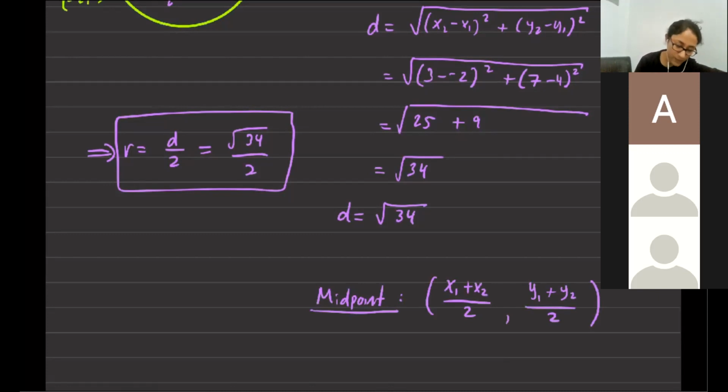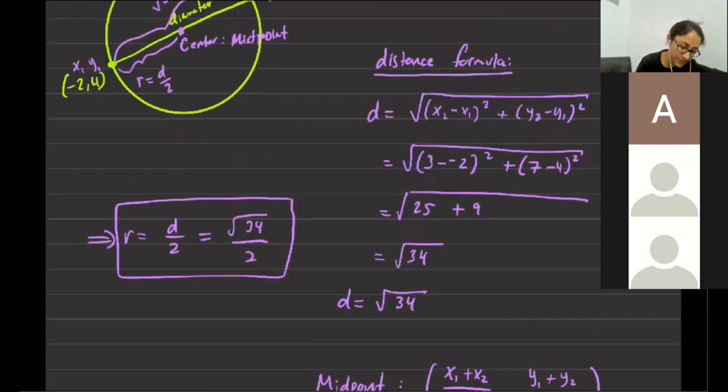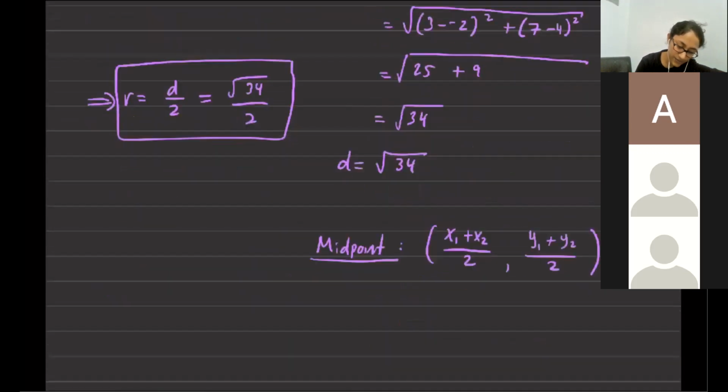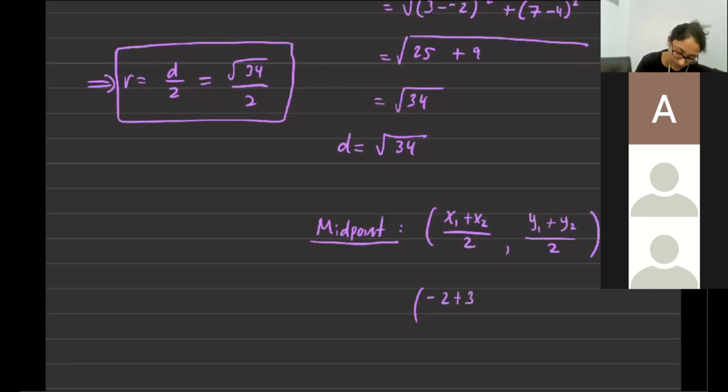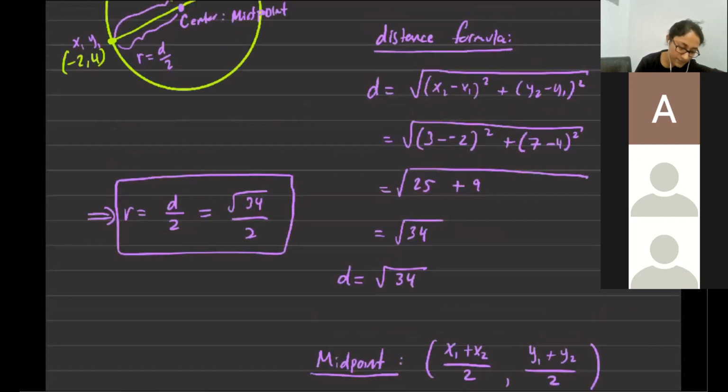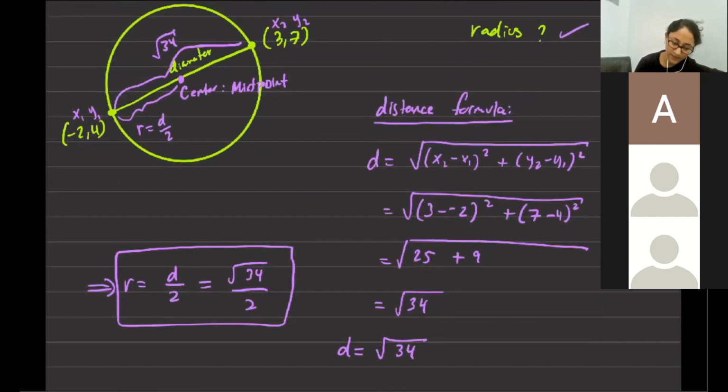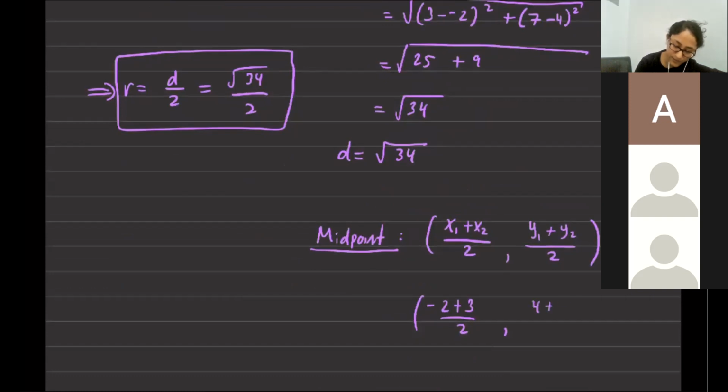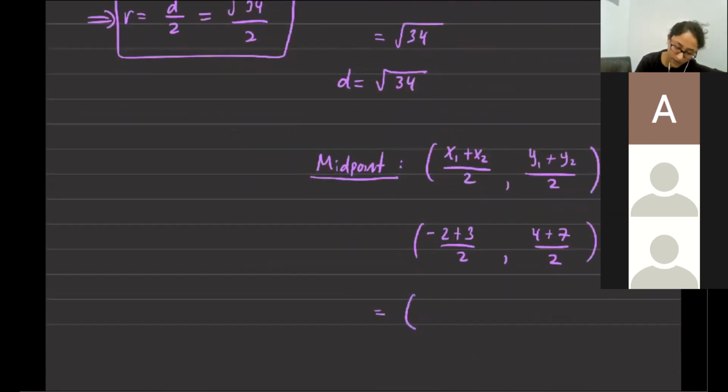So let's again plug these points in. We have x1 is -2, x2 is 3. So -2 plus 3 divided by 2, that will be the x coordinate. And y1 is 4 and y2 is 7. So this is 4 plus 7 divided by 2. So this will give us -2 plus 3, that's 1/2. And 4 plus 7, that's 11/2. So those are our midpoints, or this is the center of the circle.